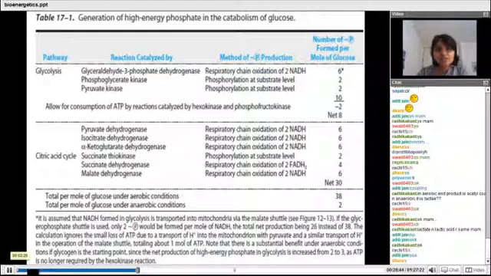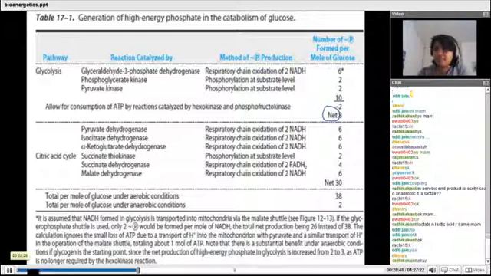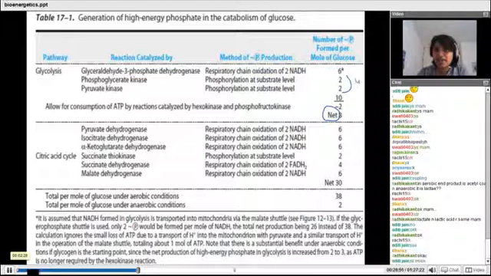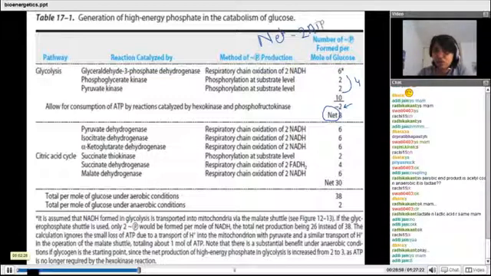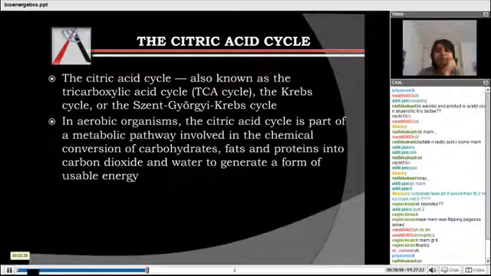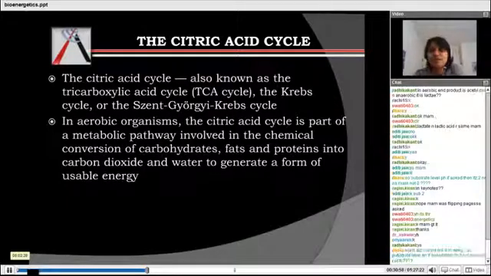So please understand the significance of the word net. Again at substrate level, we are forming 4, using 2. But net, we are forming 2 ATPs at substrate level. So you're clear with what we did with glycolysis?